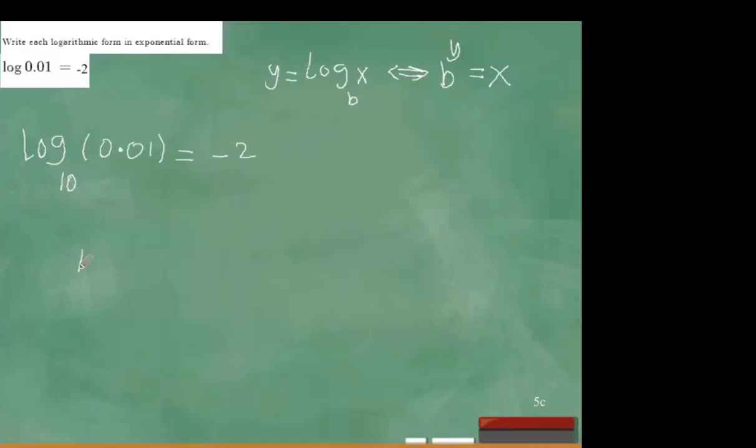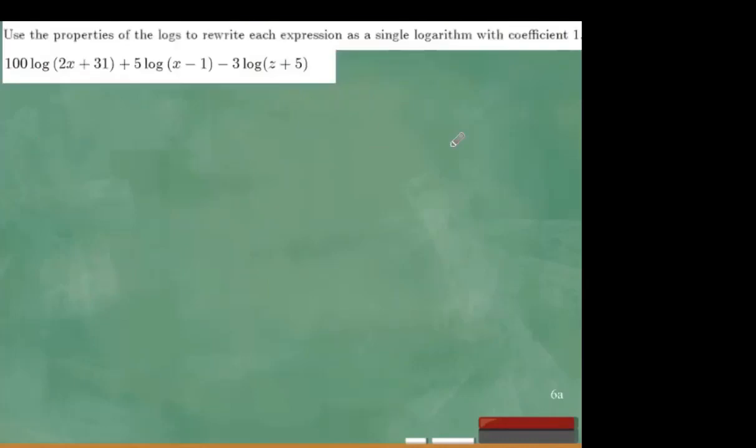So it would be 10 to the power of -2 is equal to my argument, which is 0.01. And that is true. 10 to the power -2 would be 1 over 10 to the power +2, which is equal to 0.01.